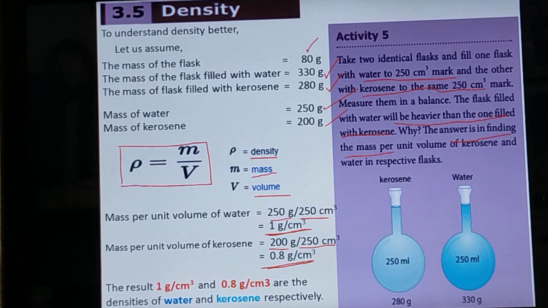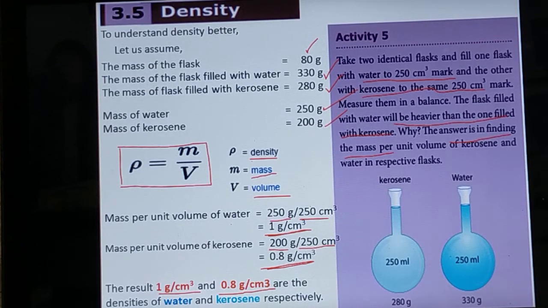So how can we come to know that the densities of water and kerosene differ? Only by calculating the mass per unit volume. That is given here by rho equal to m by v. From that formula we can calculate the density of the given unknown liquid. So the results, 1 gram per centimeter cube and 0.8 gram per centimeter cube, are the densities of water and kerosene respectively. This is the way we calculate density.